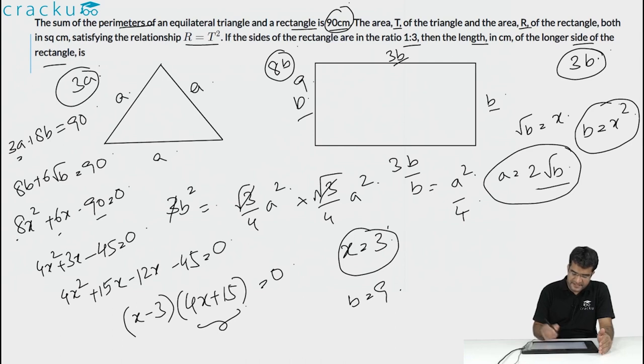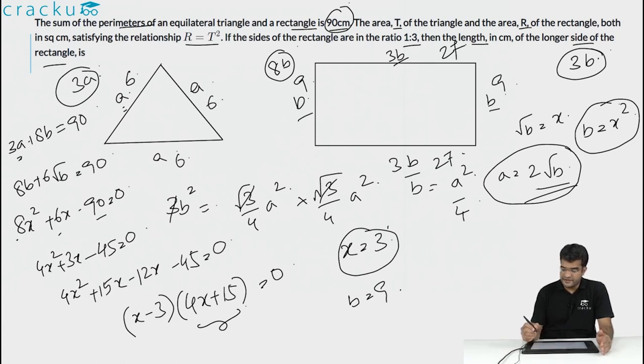So the length of the sides of the rectangle are 9 and 27. This is also 9 and 27. And the sides of the equilateral triangle A will equal 2 into square root of b, or 2 into 3, that is equal to 6. So this is 6, 6 and 6. What we are required to find out is the value of 3b, which is the length of the longer side of the rectangle, which will equal 27.